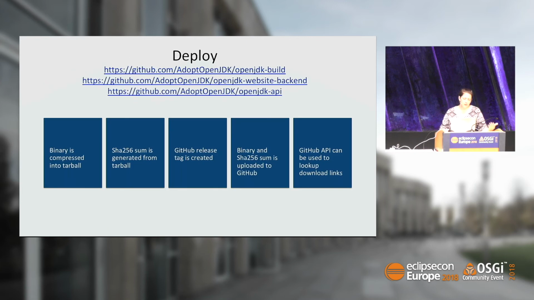All right, and finally, the deploy phase. There are a lot of repos where little bits of the activity happen to make sure that these binaries get deployed to the website and are available through the API. I list them there. It's not rocket science, but it is an exercise in proper archival techniques, I guess, to make sure that we can track things and know how to get back to something if we need to.